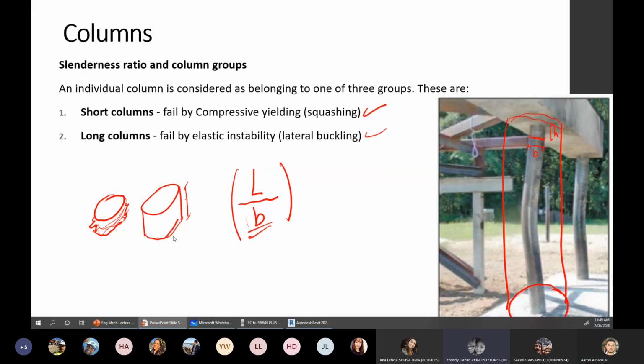Sorry, Aaron, you said the smaller the ratio? Yeah, this ratio here between the two. Is the less chance of buckling? Yes. Okay, cool, thank you.